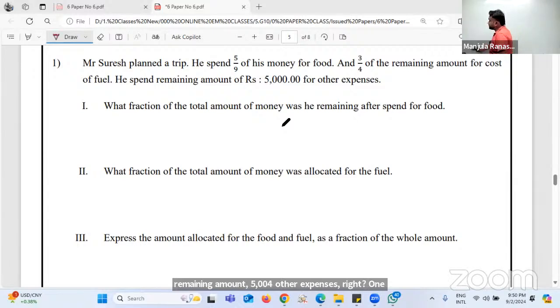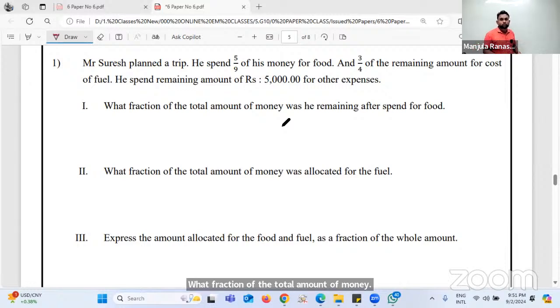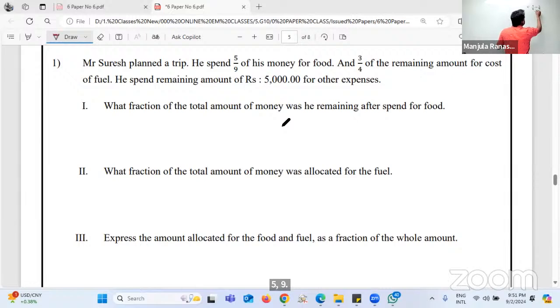First question they ask in the first part: what fraction of the total amount of money was he remaining after spending for food? So for food, 5/9. We always assume the total is 1. Here the denominator is 9, so the total is 9 upon 9. From that, subtract the spend for food, 5/9. 9 minus 5 is 4.